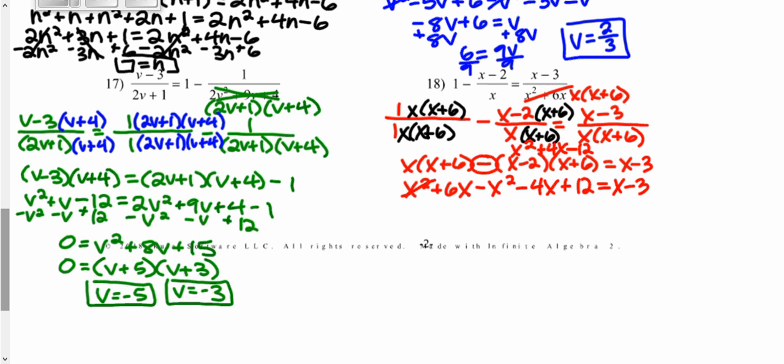So the x squareds cancel each other out. 6x minus 4x is 2x plus 12 equals x minus 3. I'm going to subtract this x over, subtract this 12 over, and I'm getting x equals negative 15, which would not make any of the denominators equal to 0. So that is your test review for your Unit 6 test.